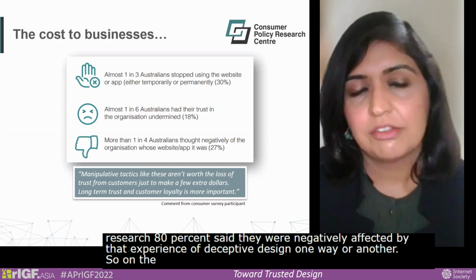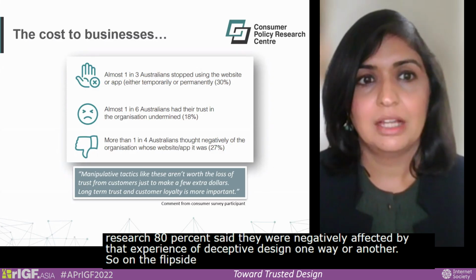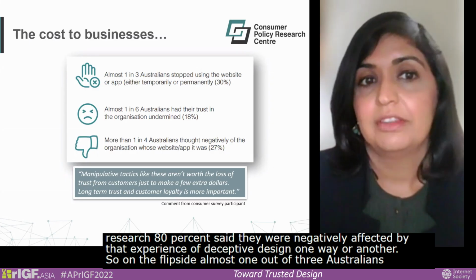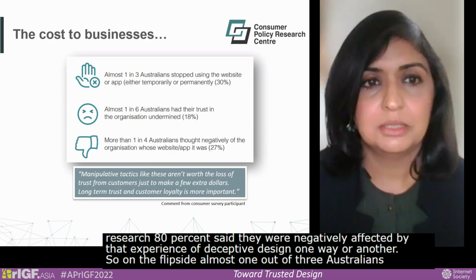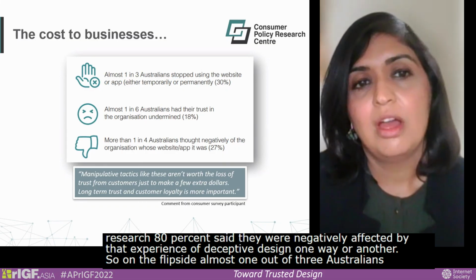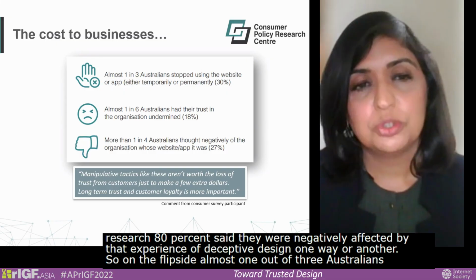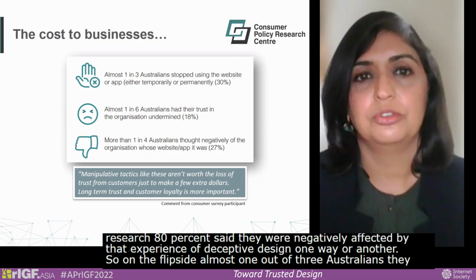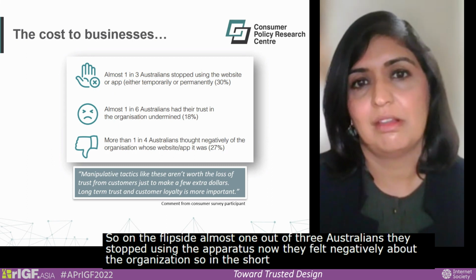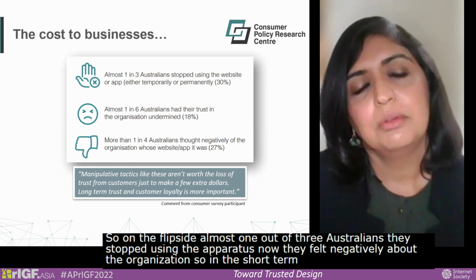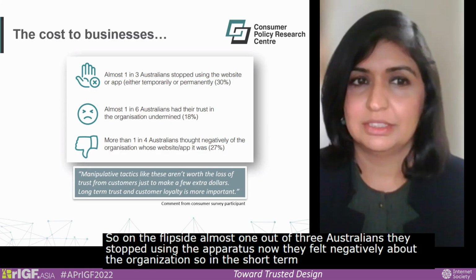Almost 1 in 3 Australians stopped using a website. Almost 1 in 6 felt their trust in the organisation had been undermined, and more than 1 in 4 now thought negatively about that organisation. So while in the short term, dark patterns may lead to financial and data gains for a business, in the long run, they will deteriorate consumer trust and loyalty.